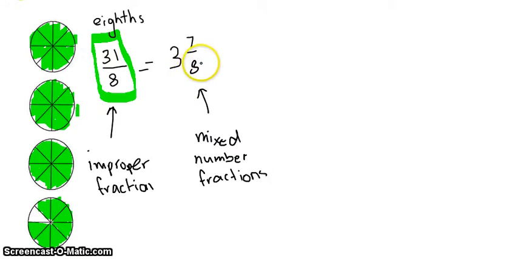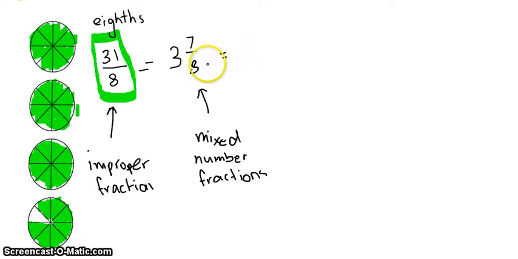So look really carefully at this. These symbols represent this picture. I have 3 wholes and I have 7/8 left over. In fractions, we need to be able to talk about these different ways of naming fractions, so then we can add or subtract them later on.